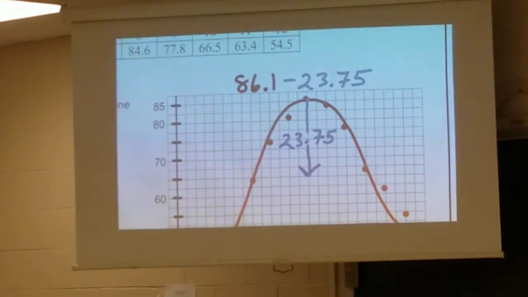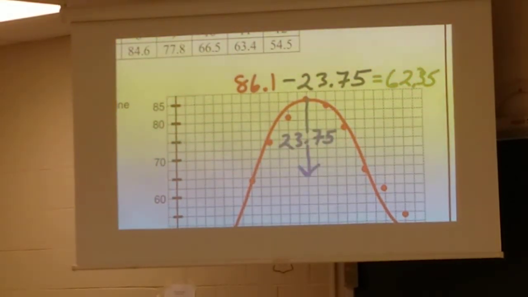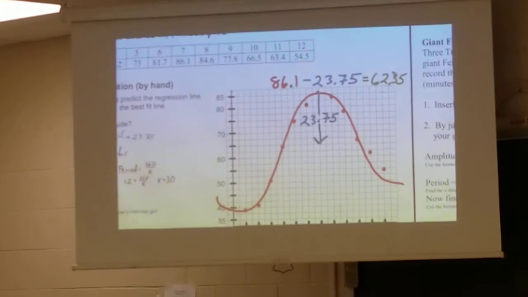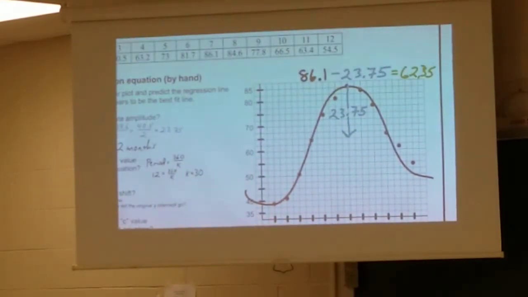Do you realize what I'm doing here? I'm actually using the amplitude in a backwards fashion, backwards from what you guys are used to seeing. And this is okay. This is a legitimate way to arrive at the midline, which is at 62.35 to be exact. 62.35. Now, that's important stuff. I would draw that midline if I were you.